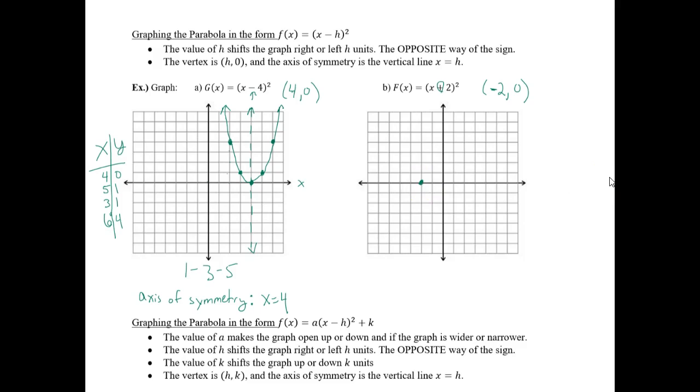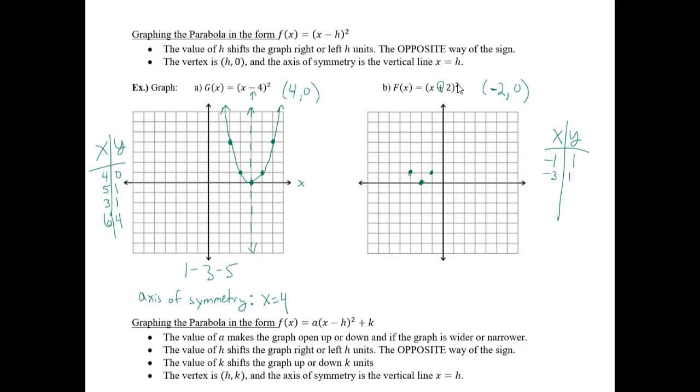Then I can either use that 1, 3, 5 method, or I can make an XY chart. So for points on either side of the vertex, one would be negative 1. If I plugged in negative 1, negative 1 plus 2 would be positive 1. Positive 1 squared is 1. And so again, you see that over 1, up 1 happening. It's going to be symmetrical, so I know this value at negative 3, 1 will also be there.